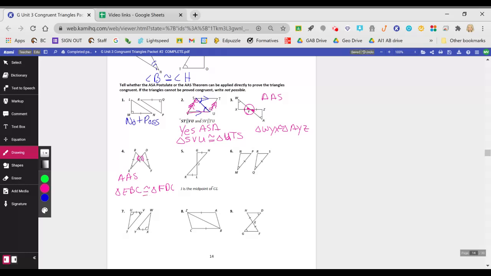On this one, if I know J is the midpoint, being the midpoint means that these two are congruent. However, this still cannot be proven congruent because I would have angle side side. And I can't have angle side side because that's a bad word and I can't write that on a math test. So it's not possible. Number 6, all I have is one side and one angle. So that's not possible.